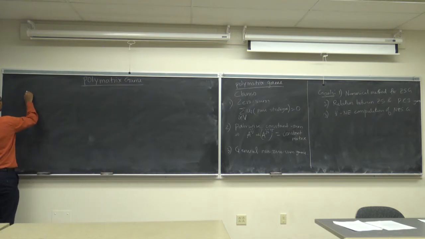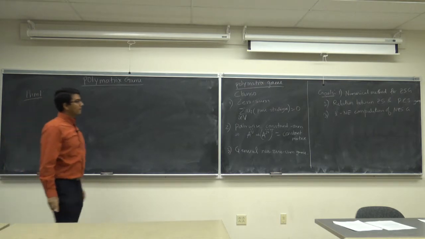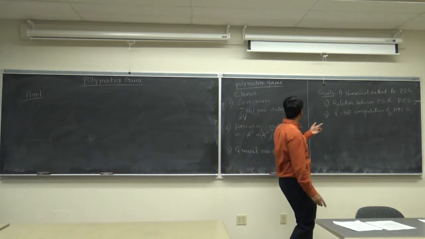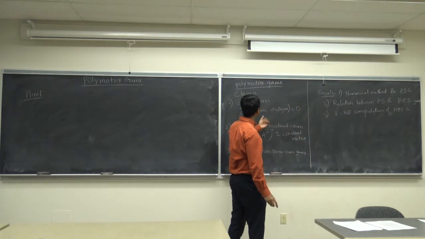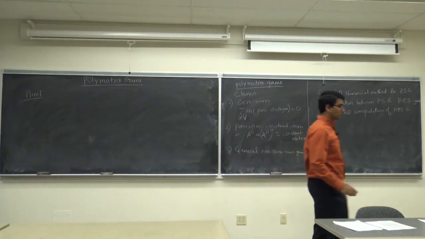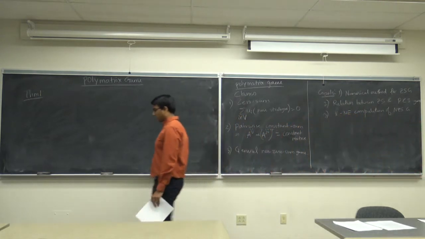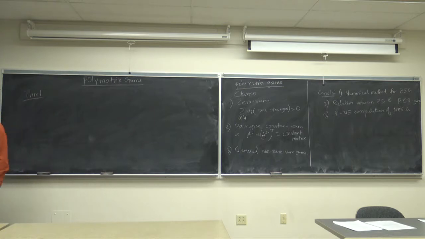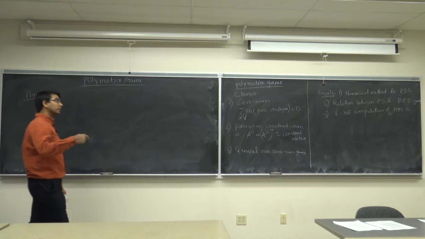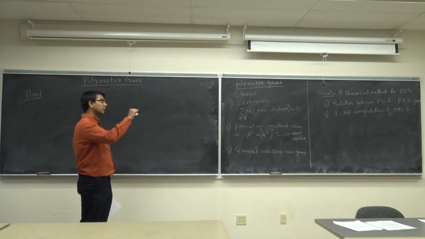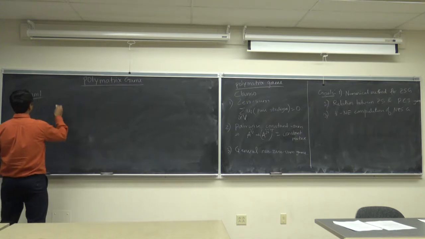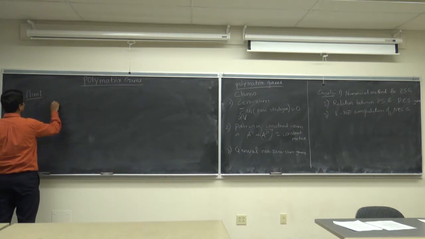So the first result is I want to come up with a numerical method for zero-sum game. So remember, the Lemke-Howson algorithm gives us a numerical method for solving a non-zero-sum game, but the maximization problem can be used to solve a zero-sum game. So let's recall what the maximization problem was.